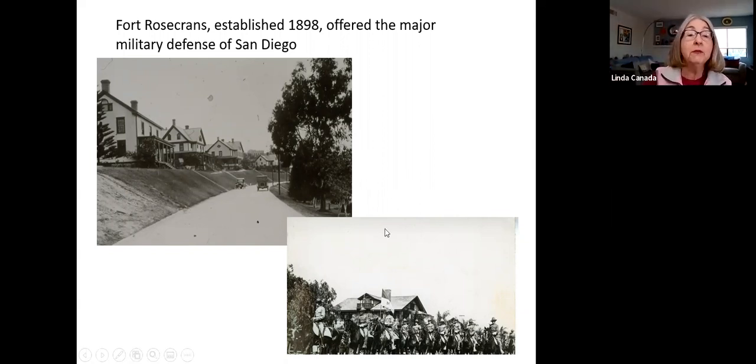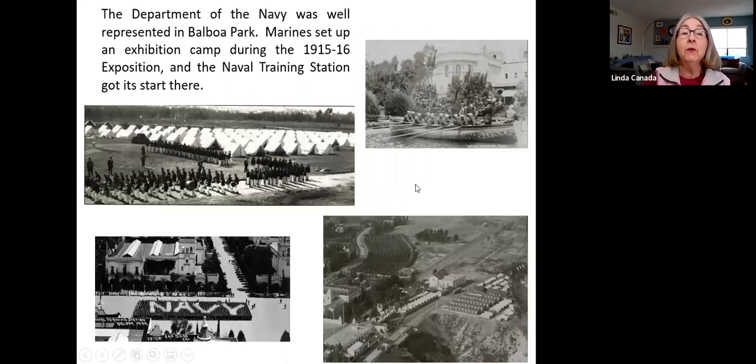Now, when the exposition opened, then the Department of the Navy encouraged the leaders of the exposition to allow for an exhibition camp to be set up during the fair. And so the Marine Corps was settled down.